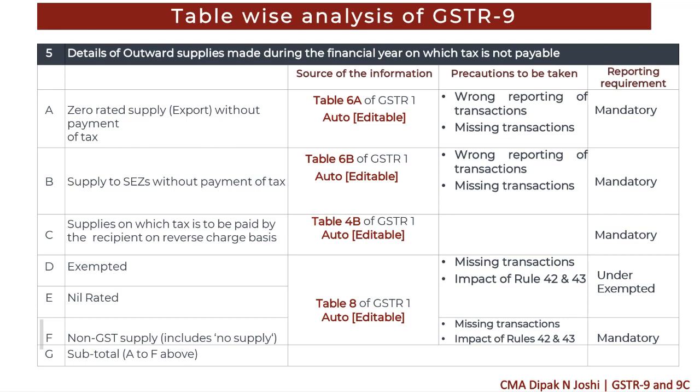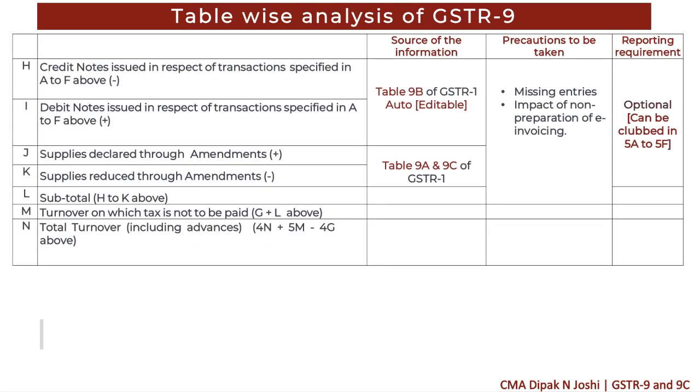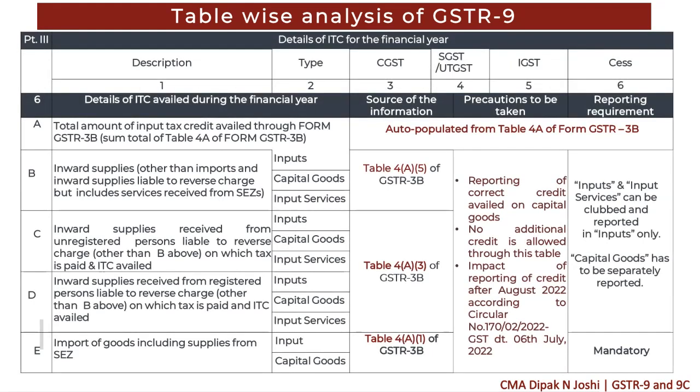Now let's jump to table 6. Table 6 is about input tax credit. The first two tables, table 4 and table 5, are regarding the outward supplies. Table 6 is regarding inward supplies on which credit is taken in the return. So whenever you are availing credit in GSTR 3B, that credit will be auto-populated in table 6 of GSTR 9.